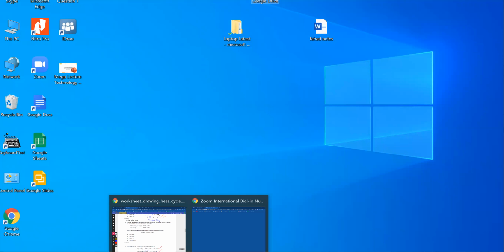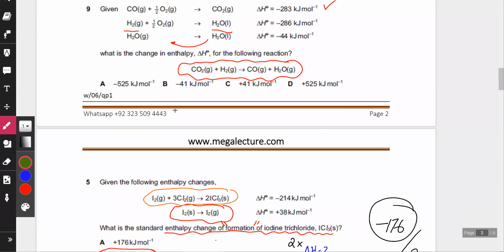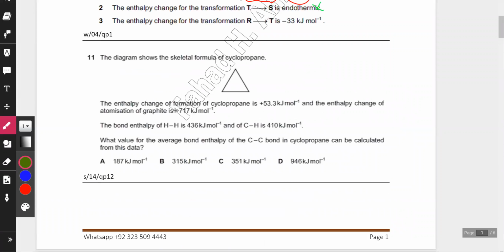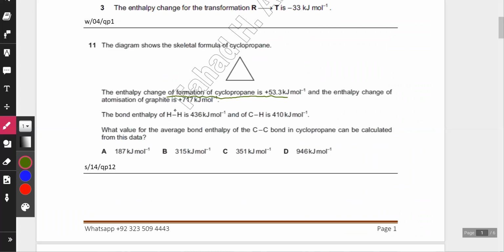So, where's the paper? Now we're going to do another one, probably this one. And over here, he's saying that the enthalpy change of formation of cyclopropane is 53.3. Do you know what cyclopropane is? Yeah, I think so. It's this thing. It's C3H6.